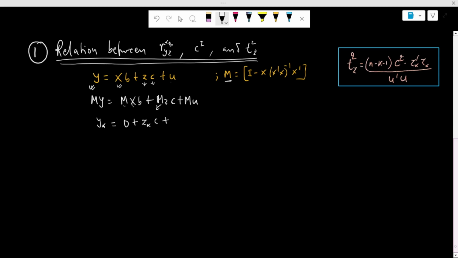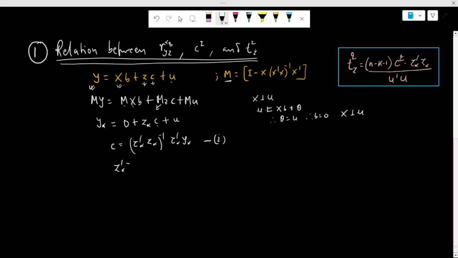As u and X are orthogonal, if we run a regression of u on X, the residual should be equal to the dependent variable u itself, because X and u are orthogonal. If we run a regression of u on X, then the error term, let me call it theta, should be equal to u, because this b is equal to 0 because of X and u being orthogonal. Now we can estimate this c.